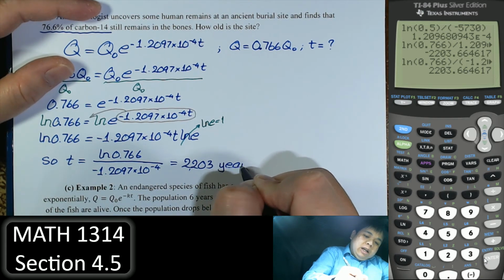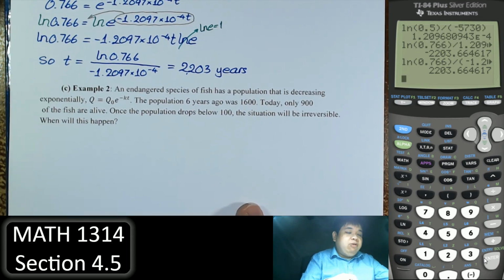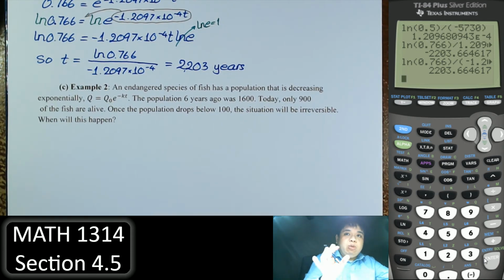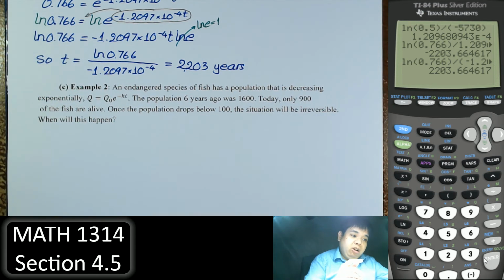Usually carbon dating around this time is good. If it is more than 15,000 or 20,000 years or later, the carbon dating is not very reliable anymore.